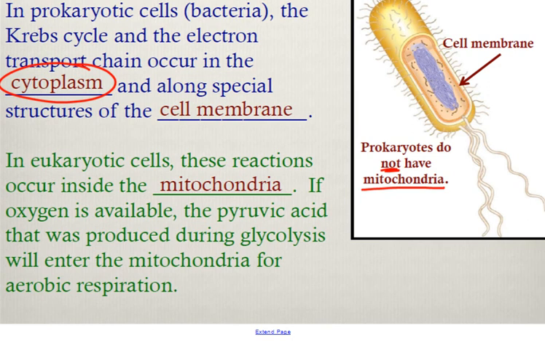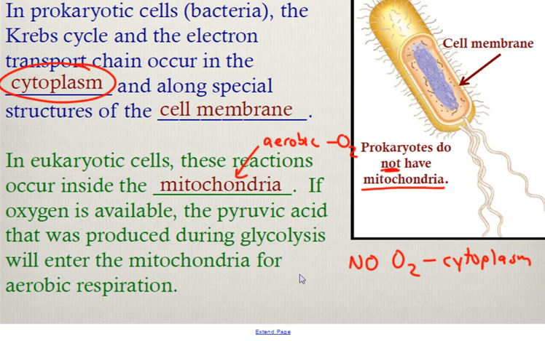Eukaryotic cells basically can have 2 things happen. Aerobic respiration, which means oxygen is involved, is in the mitochondria. If there is no oxygen after glycolysis, we stay in the cytoplasm. And we'll talk about anaerobic in a few minutes.